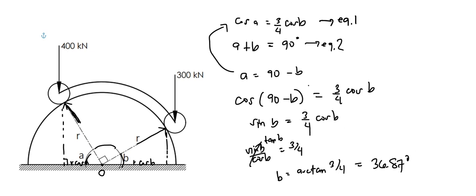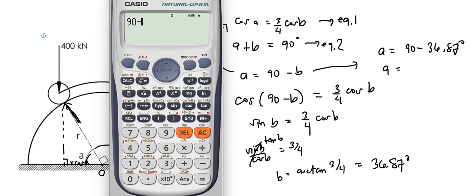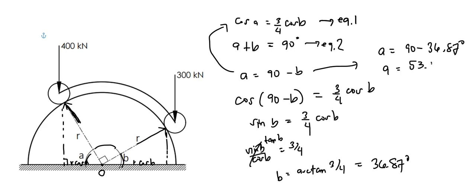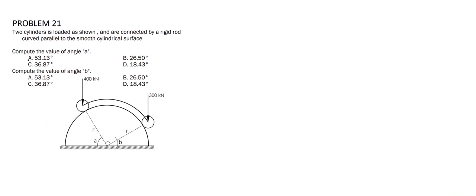And to solve for A, we make use of this equation. This is A is equal to 90 minus B. So A is equal to 53.13 degrees. So A is equal to 53.13 degrees and B is equal to 36.87 degrees. And that is our final answer.